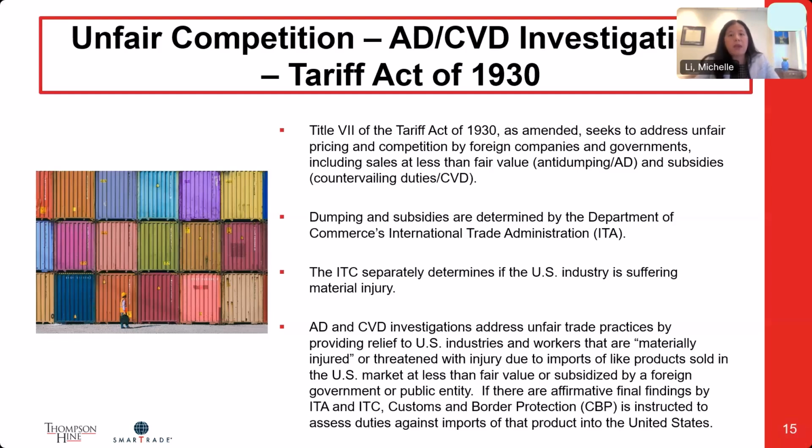So dumping and subsidy margins, if found affirmative by the Department of Commerce International Trade Administration, let's call it ITA, will lead to additional tariffs after the ITC, the International Trade Commission, comes in separately and determines the U.S. industry is suffering material injury. Then there is an AD and/or CVD order, which imposes additional tariffs based on Commerce ITA's determination on the dumping and subsidy margins. Next slide, please.